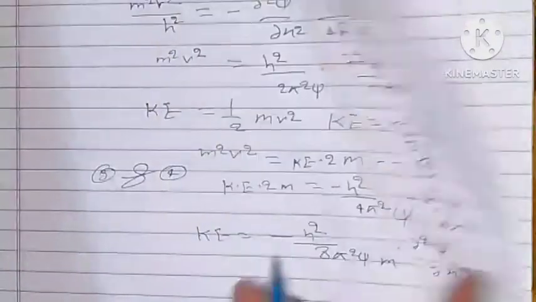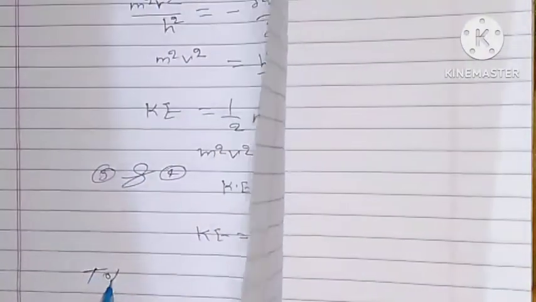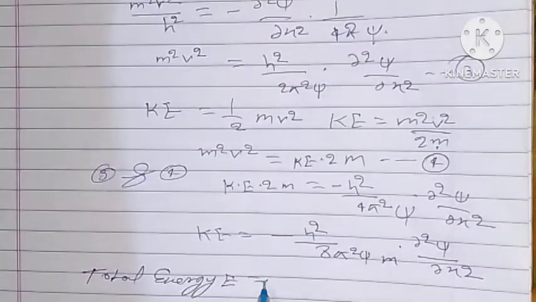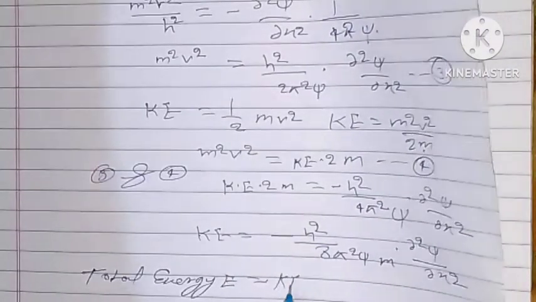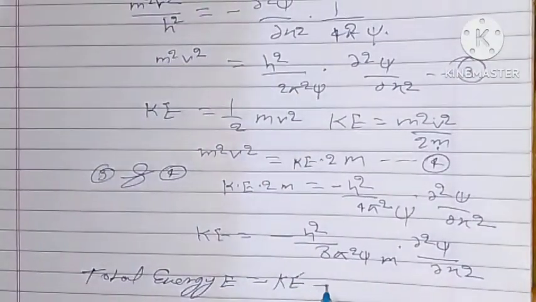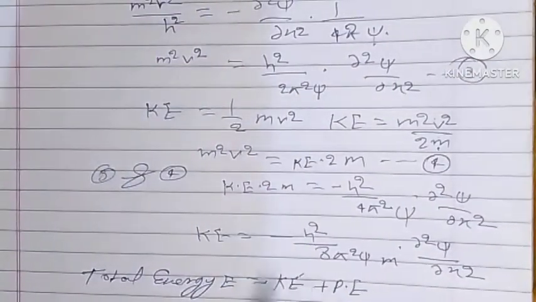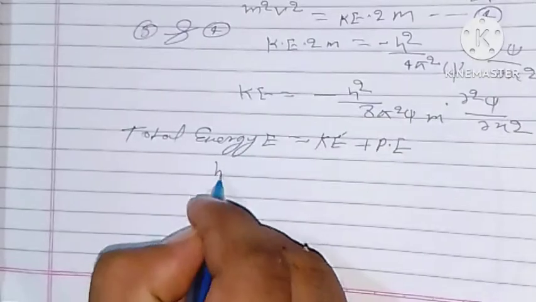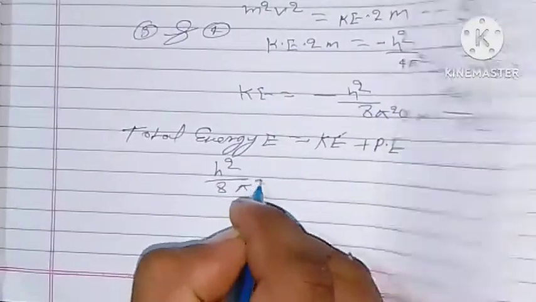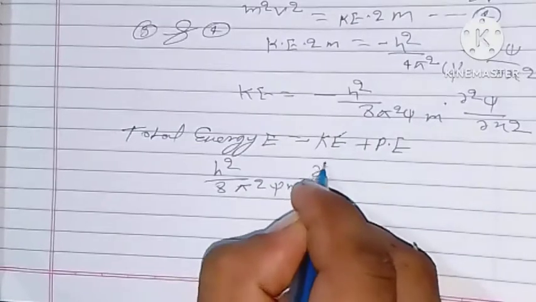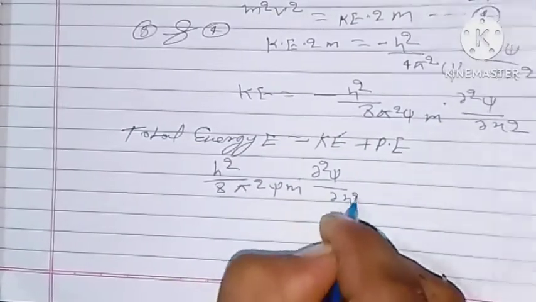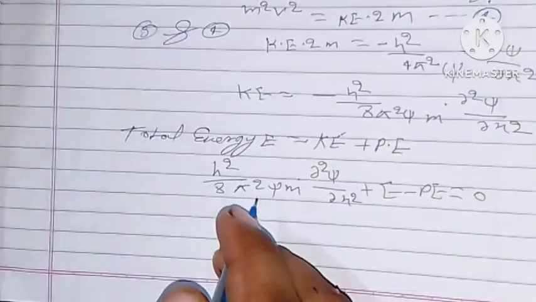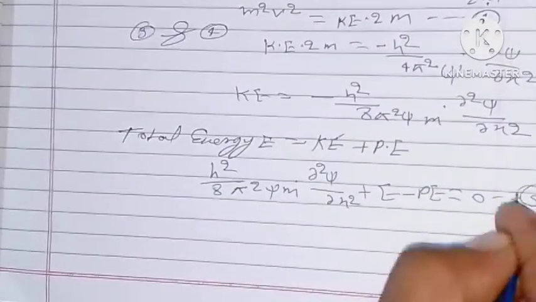Total energy E equals kinetic energy plus potential energy. Then h square upon 8 pi square m psi into del square psi upon del x square plus E minus PE equals 0. This is equation number 5.